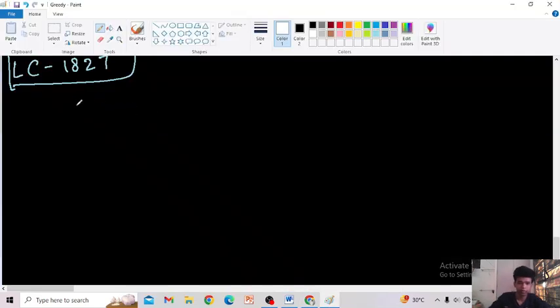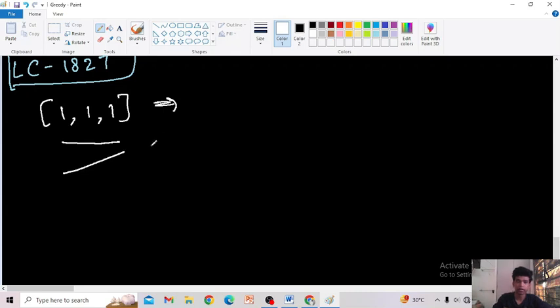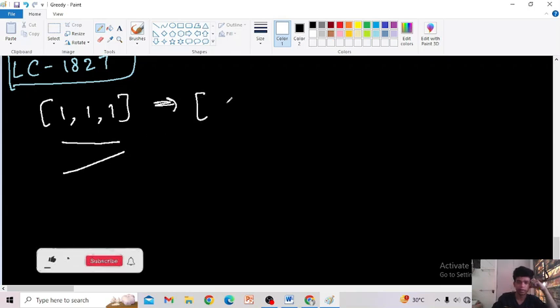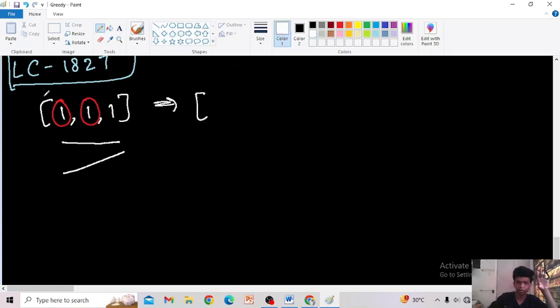See here. Take for example, we have 1, 1, 1. Now they are asking us to convert this into increasing order. It is like the same level, right? We want to make this array strictly increasing. Now they are asking us to do the minimum number of steps. Okay. Let us take this one and this one. Are those two in the right condition? No, right? My condition is nums of i should be less than nums of i plus 1, right?